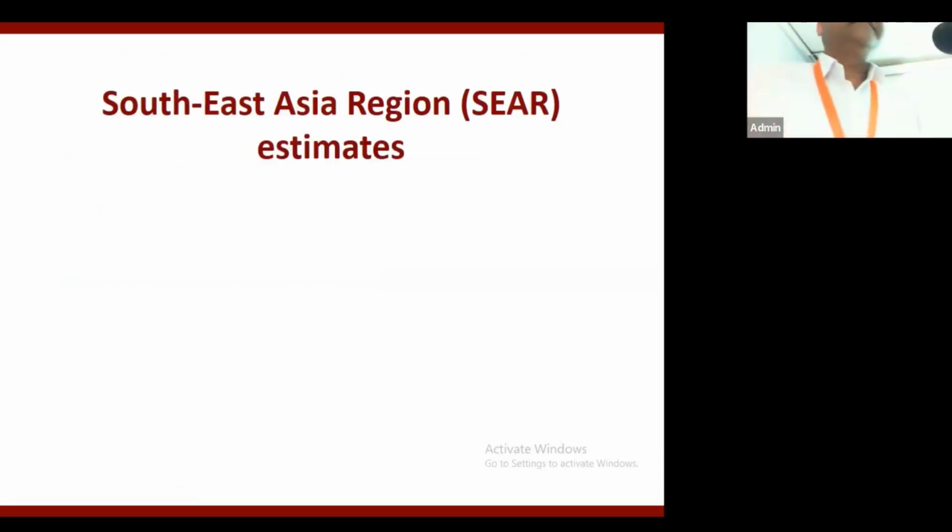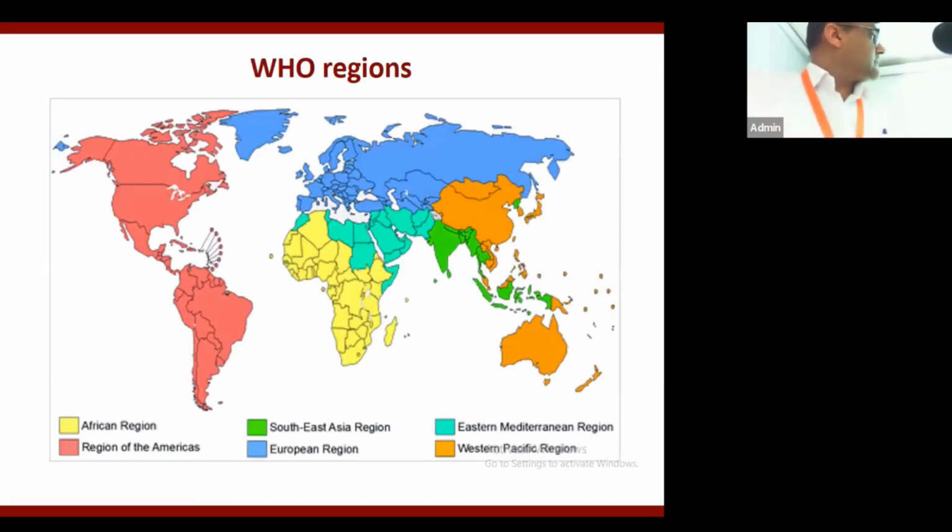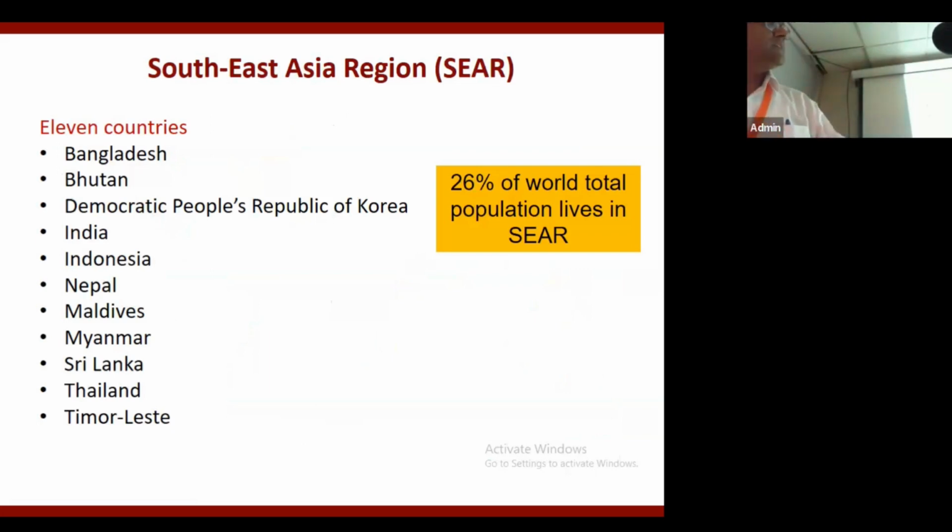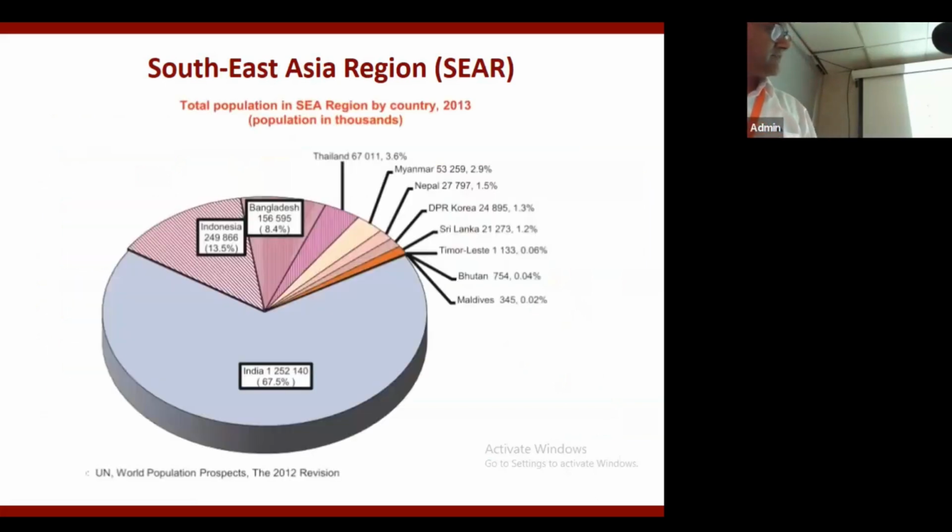If you come to the Southeast Asia region, there are 6-7 regions of WHO. India is part of the Southeast Asia region, where there are 11 countries, 10 other countries besides India, Nepal, Bhutan, Bangladesh, etc. If you see there, that is the Southeast Asia region, the fluorescent green countries. 26% of the global population lies in this part of the world. And out of this 26%, probably 70% is in India itself, 67% of the Southeast Asia region population. Another major country is Indonesia and Bangladesh. Other countries are very small.